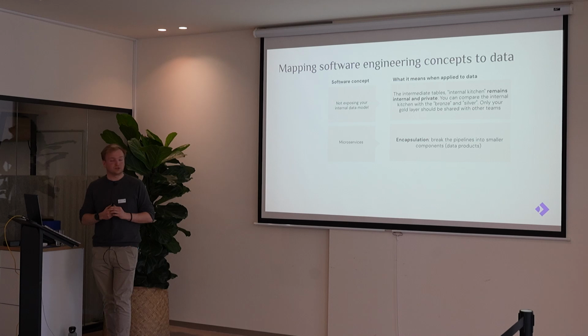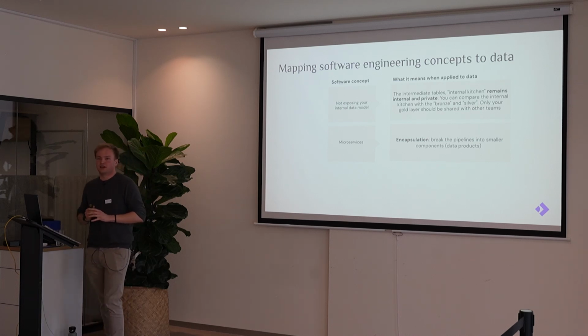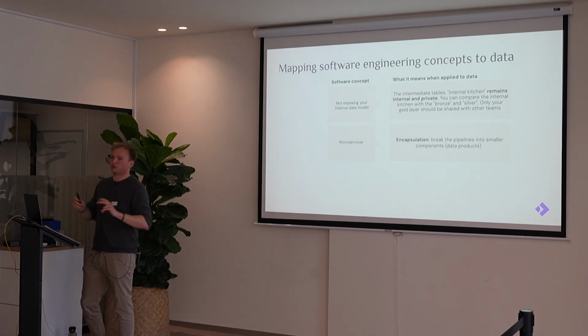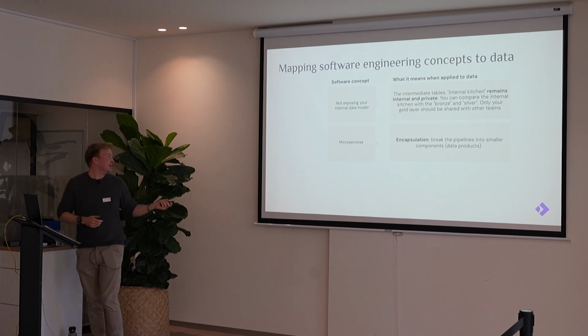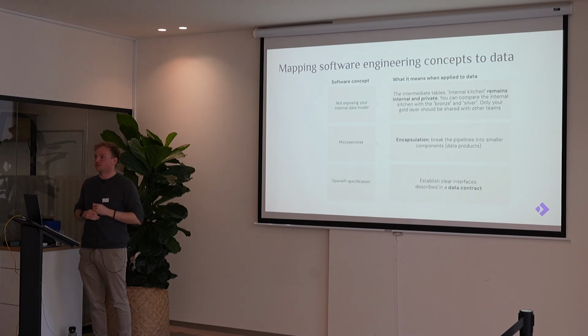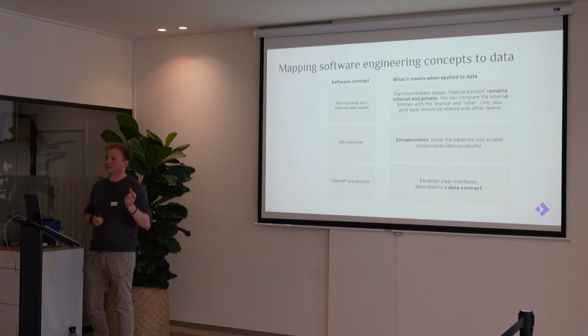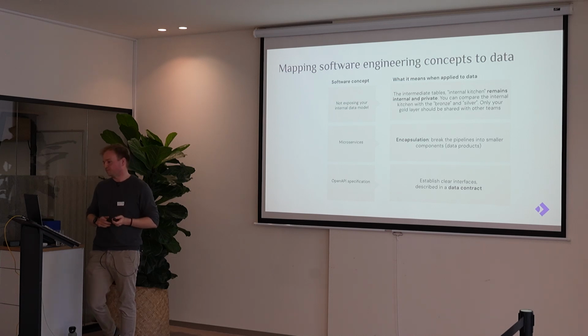Second principle, microservices. We break a big thing down into smaller components. Here the same thing, encapsulation. We break down our pipelines into smaller components, and we could call that data products. I will not go into a definition of what a data product is, because then we're here until tomorrow morning. And then the final thing is the OpenAPI specification, and there we need to establish clear interfaces described in a data contract. And that brings us to the topic of why do we need data contracts?